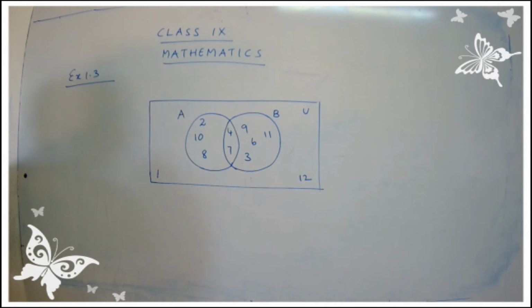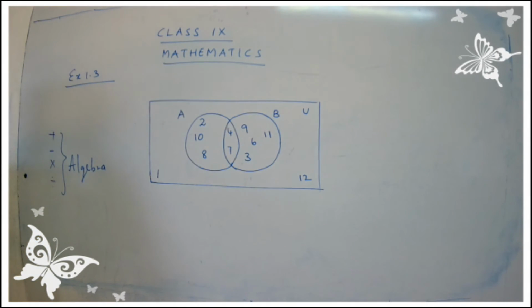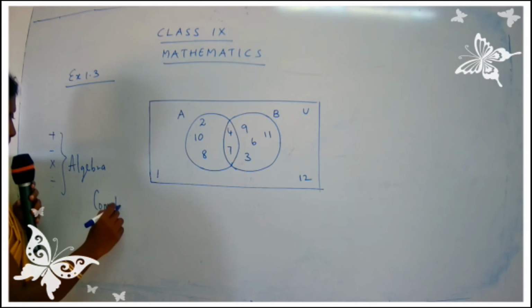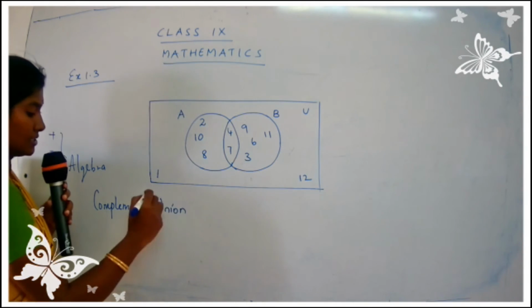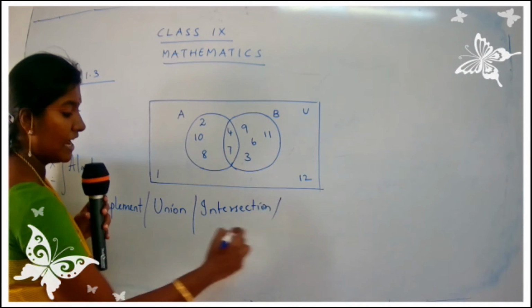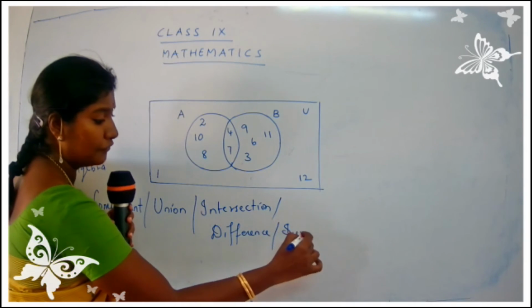As we have different operations in algebra, like addition, subtraction, multiplication, and division, in the same way we have some operations that we are going to follow in set language. What were the operations that we have seen, children? Yes, it was complement of a set, then union of sets, intersection of sets, then difference of sets, and also symmetric difference of sets.